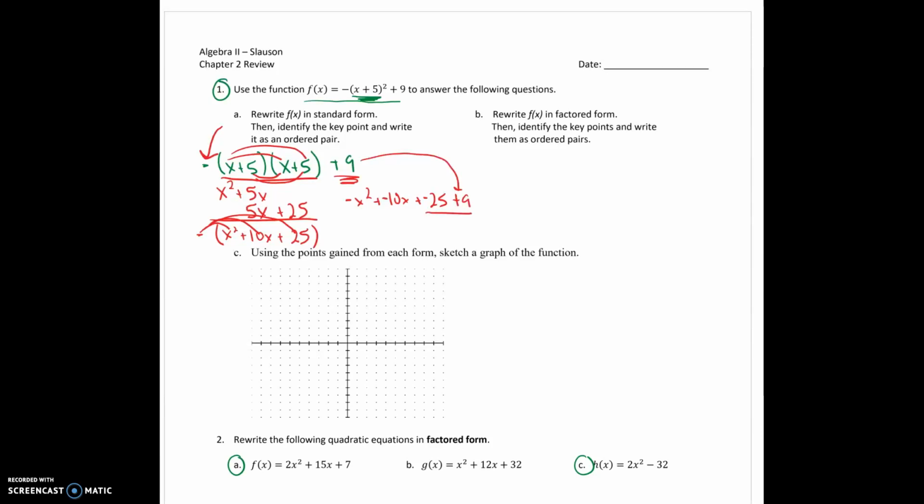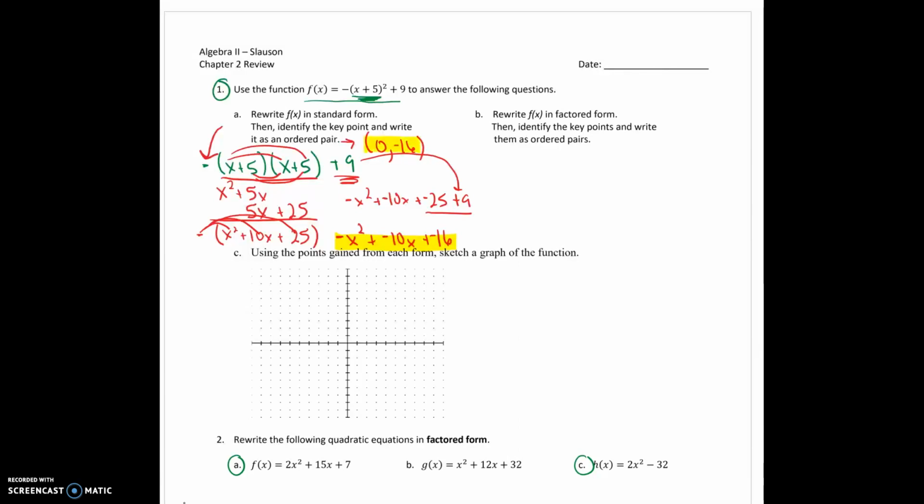So when I'm done in standard form, here is my standard form. And when I combine the negative 25 and the 9, I get negative 16. So this, excuse me, is my final answer right here. Okay? What I still need to do is write its key point in as an ordered pair, and that is the y-intercept. And y-intercepts have x is 0, and then the y-intercept is negative 16. So this is my other answer right here.